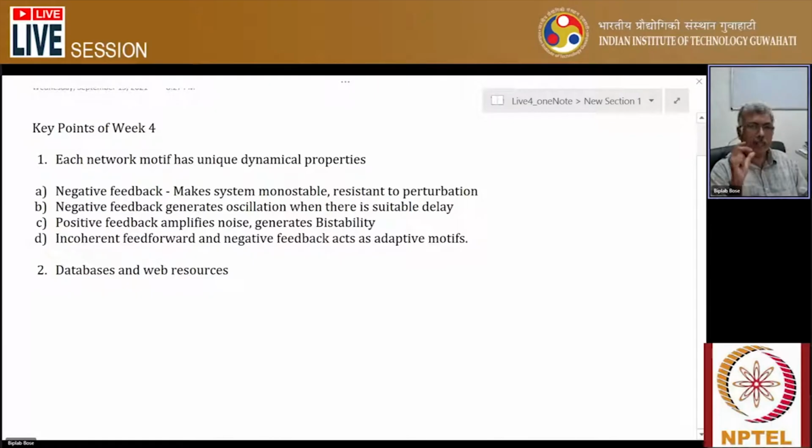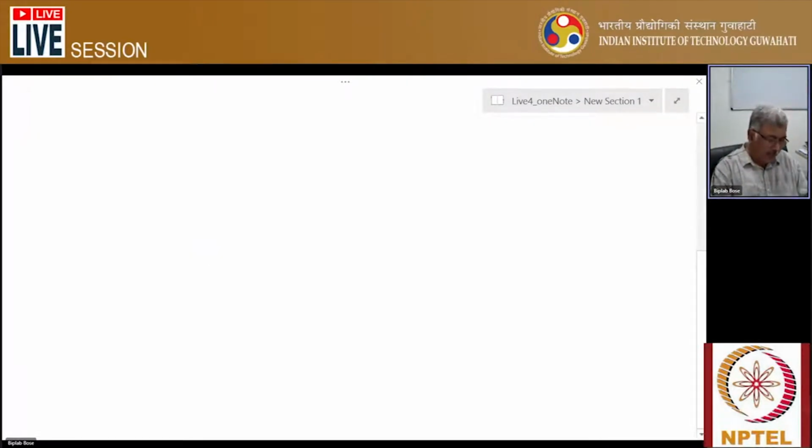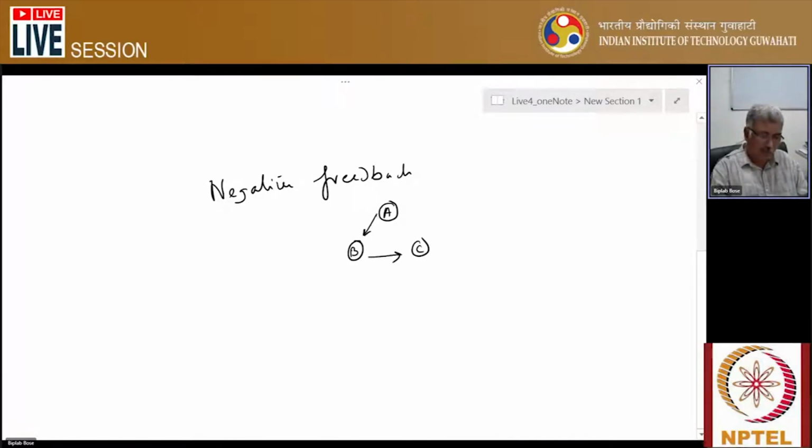In this week's lecture, we are focused on the dynamical properties of certain network motifs. If you listen to the lectures in the third week, in one of those lectures we discussed network motifs. There are many types of network motifs. For example, a negative feedback can be a network motif. Suppose I have A, B, and C. A activates B, B activates C, and C inhibits A. So this is a negative feedback.